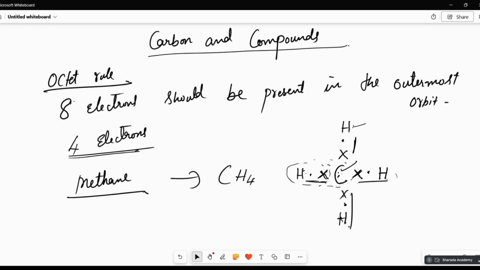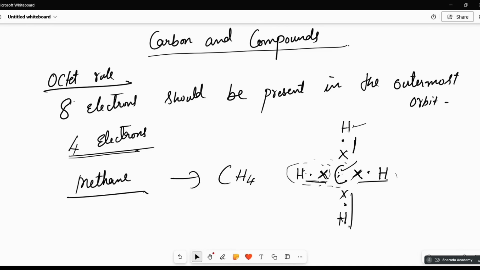So it is sharing of the electrons, not the giving or taking of the electrons. So carbon will form covalent bonds, and the compounds formed by carbon will be covalent compounds. Carbon and its compounds we study separately because it forms so many compounds. That part of chemistry we call organic chemistry.